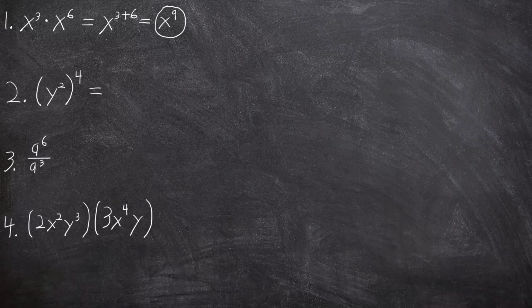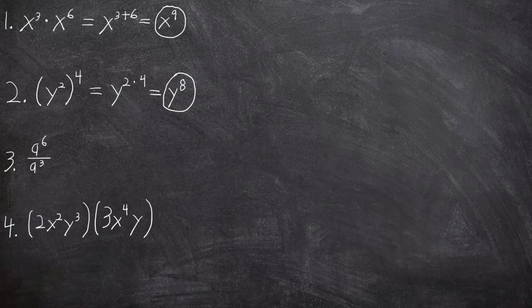Number 2, what we would need to do here is to multiply the exponents 2 and 4 together. It's as simple as doing y to the 2 times 4, and we would get y to the 8th power. Final answer for number 2.